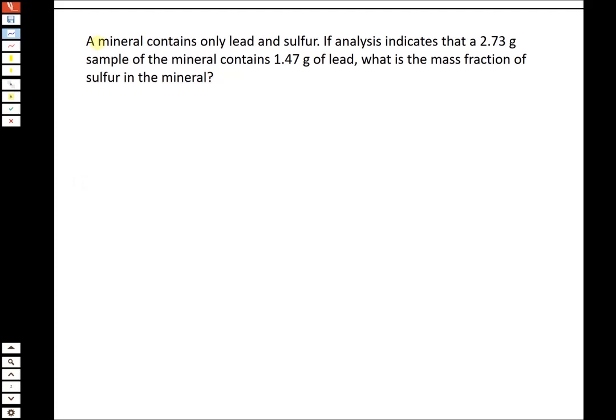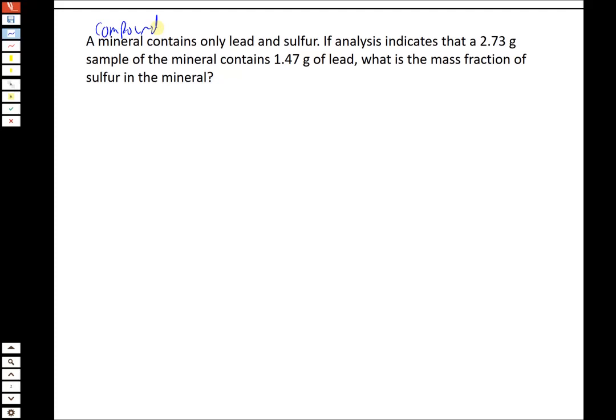This one was requested by a student, but also was one that we didn't do particularly well on as a whole. So here it says a mineral contains only lead and sulfur. A mineral is just a fancy name for a compound, a certain type of compound that's kind of like an ionic compound. There's nothing to worry about there. It's just a compound. It contains lead and sulfur. And analysis indicates that a 2.73 gram sample contains 1.47 grams of lead. What is the mass fraction of sulfur in the mineral?